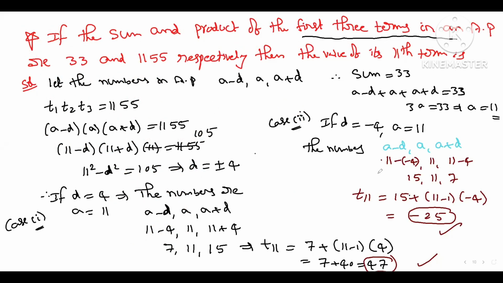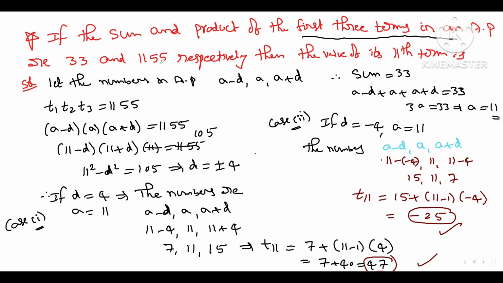Okay, now I am going to explain the next question. So in the statement, the sum and product of the first 3 terms of an AP are 33 and 1155 respectively. Then find the value of the 11th term. So the sum of the first 3 terms of an AP is 33. So let us take the 3 terms in AP as A minus D, A, A plus D. But what is the sum here? Sum is equal to 33. A minus D plus A plus D is equal to 33. Here the Ds get cancelled. So 3A is equal to 33. A we get 11.